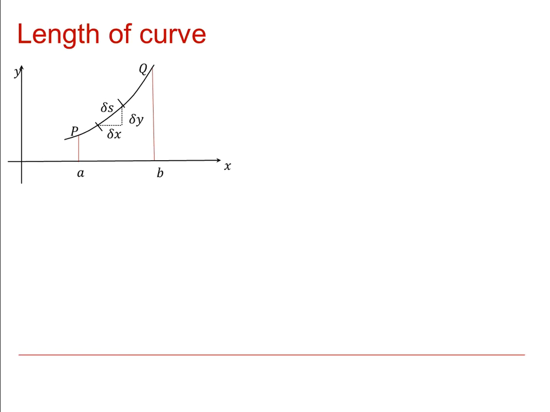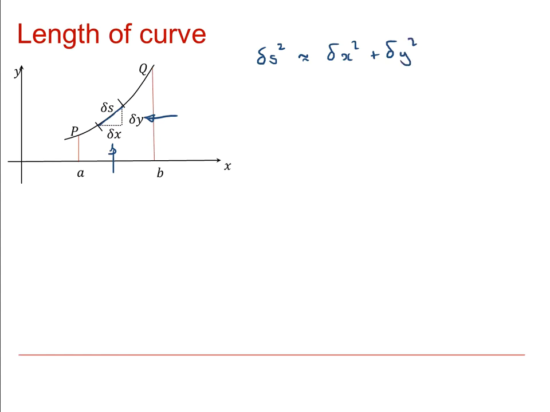This diagram then shows that in a little bit more detail. So this is a small portion of the curve, and we can see that we've got an increment in x there of delta x and a corresponding increase in y of delta y. The arc is then approximately a straight line, so that we can say, using Pythagoras' theorem, that delta s squared will be approximately equal to delta x squared plus delta y squared.